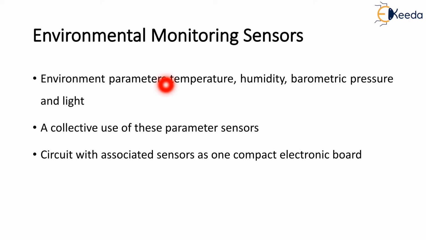So next is environmental monitoring sensors. Here the environment parameters are temperature, humidity, barometric pressure and light. A collective use of these parameter sensors enables monitoring of the environment. The data of these sensors is adapted to the requirement and sent through the internet or web to the cloud for environment monitoring applications. The circuit with associated sensors comes as one compact electronic board.